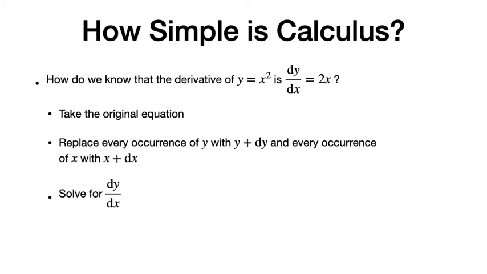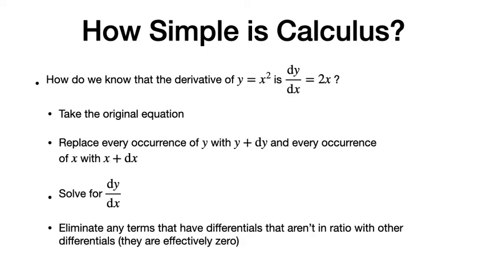Once we do that, we're going to go back and eliminate any terms that have differentials that aren't in ratio with other differentials. The reason for this is simple: a differential is an infinitely small value, so if we just have infinitely small values hanging on, they are effectively zero. If you put differentials in ratio with each other, their infinite smallness cancels out and you get an actual value. But if you leave differentials alone, they get so small that they can be effectively rendered as zero. There are more technical ways to treat this, but that's good enough for what we're doing right now.